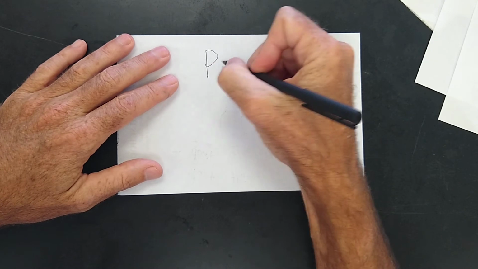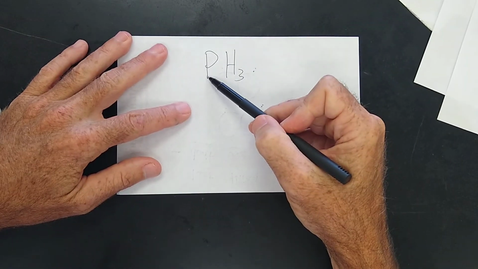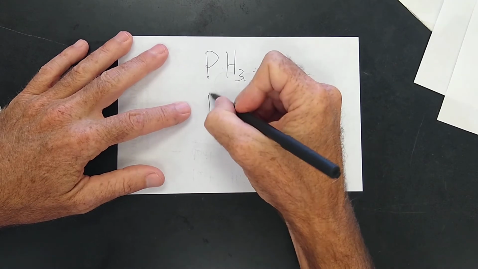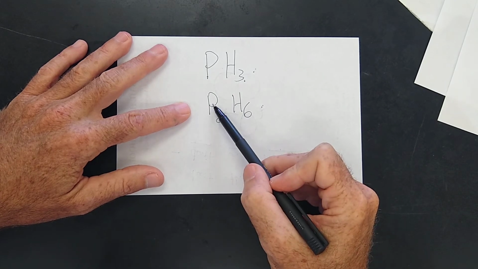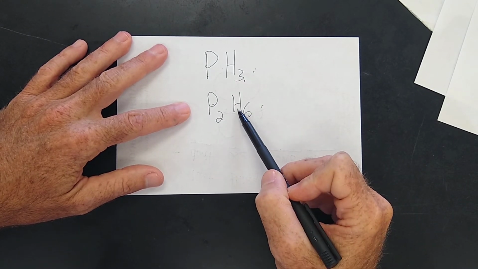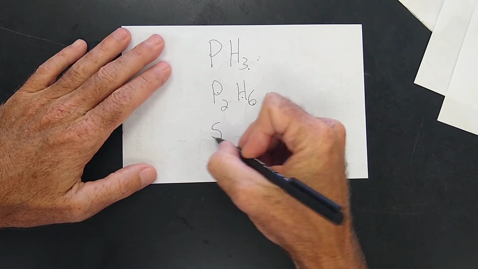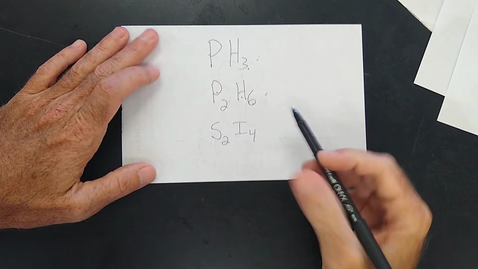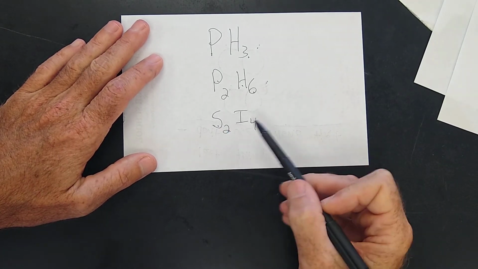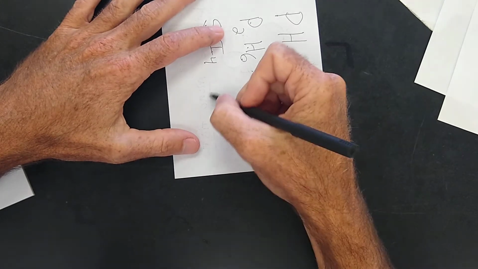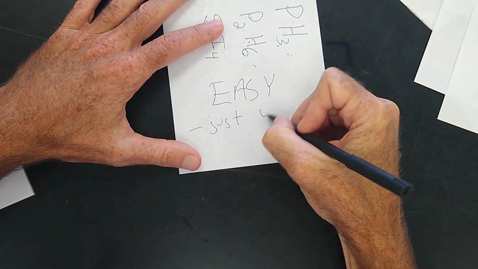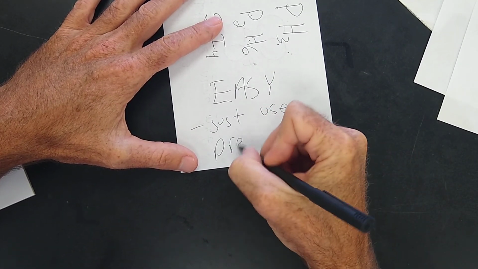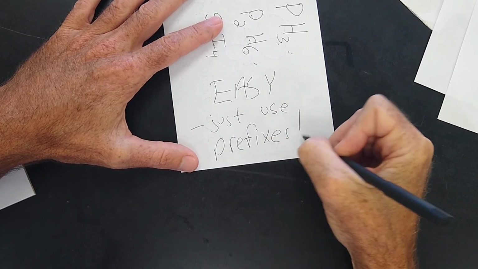So I'll practice like 3 more with you. Ready? PH3. Phosphorus trihydride. P2H6. Diphosphorus hexahydride. How about one last one? Disulfur tetraiodide. These are very easy. Just use the prefixes.